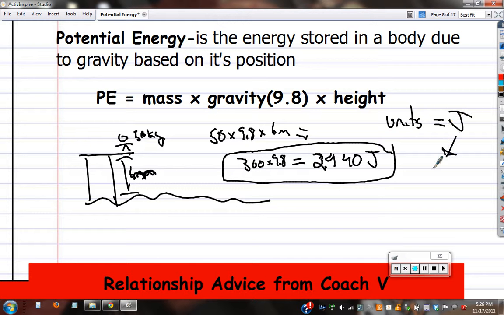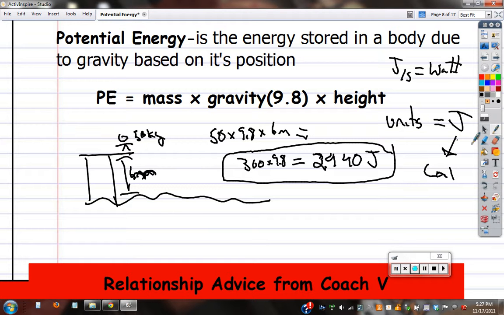Joules are related to calories. Calories are how we get energy, but we don't use joules with food. We use calories. I don't know why, because joules per second equals watts, which is how we pay our electric bills. So we use joules for electricity, but calories for food? Not so sure why. Sorry.